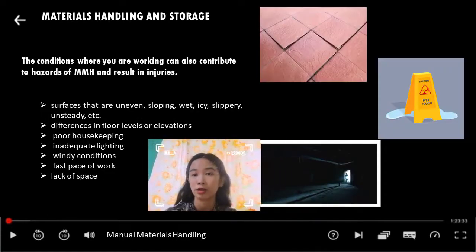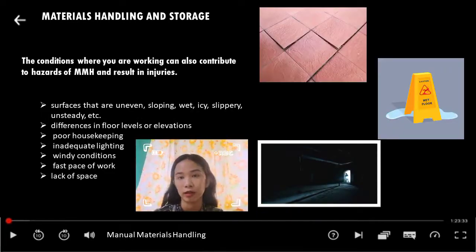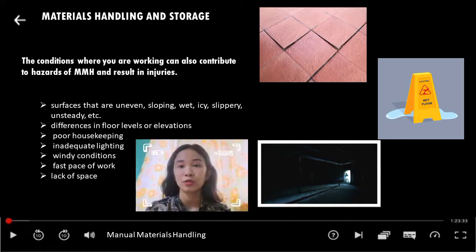Now let's talk about the work sites that may contribute to hazards and may result in injuries. First, surfaces that are uneven, sloping, wet, icy, slippery, unsteady, etc. When we say surfaces that are uneven, these are floors that are not smooth and not aligned with each other. Having such a floor may cause workers to stumble or slip. To avoid accidents, we should keep the floor of our workplace steady and smooth.